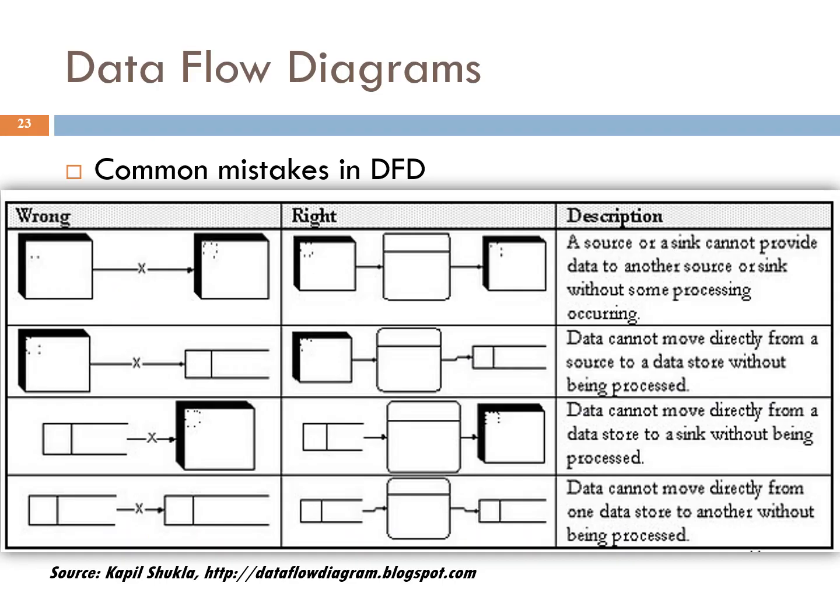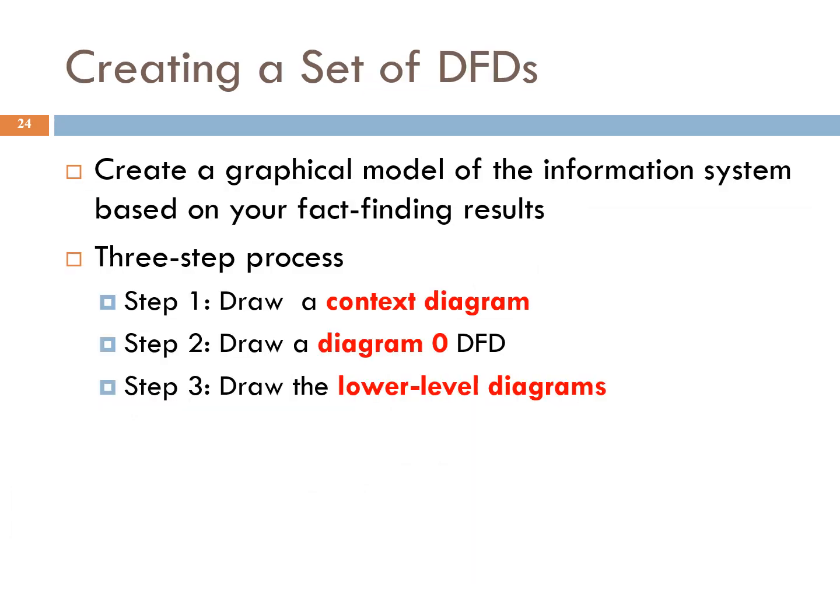Okay, common mistakes in DFD, as we have seen in the previous slides, are also represented in this slide. Now let us look at how to create or draw DFD. Yes, a set of graphical models of the information system based on the fact-finding results. So you have to do the fact-finding first, and then you get all the data, then you draw the DFD. So step 1 is drawing the context diagram, and then diagram 0, and then lower level diagrams.